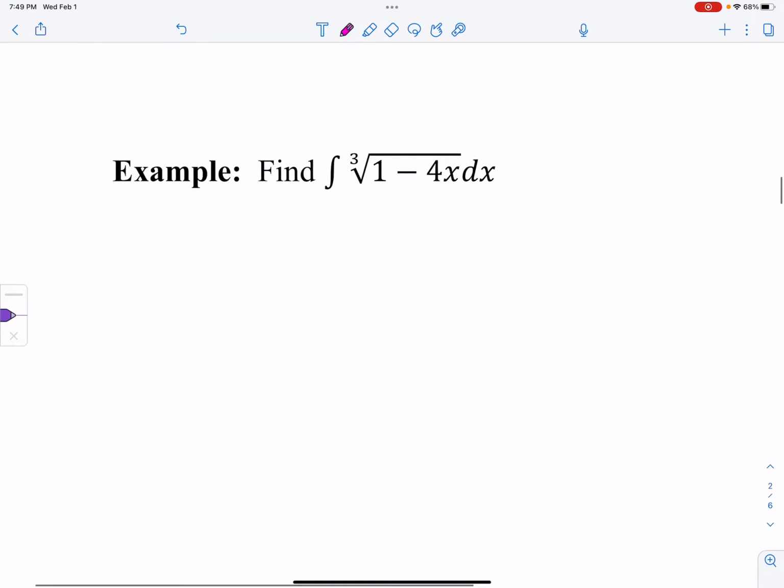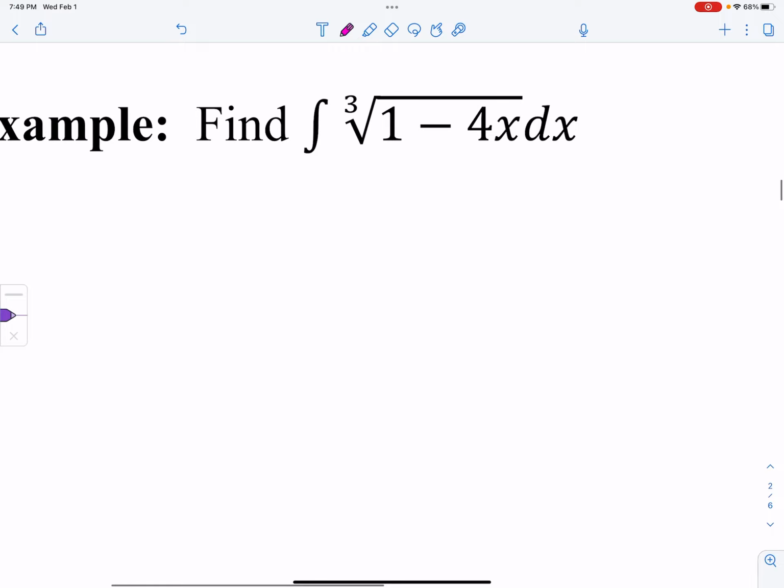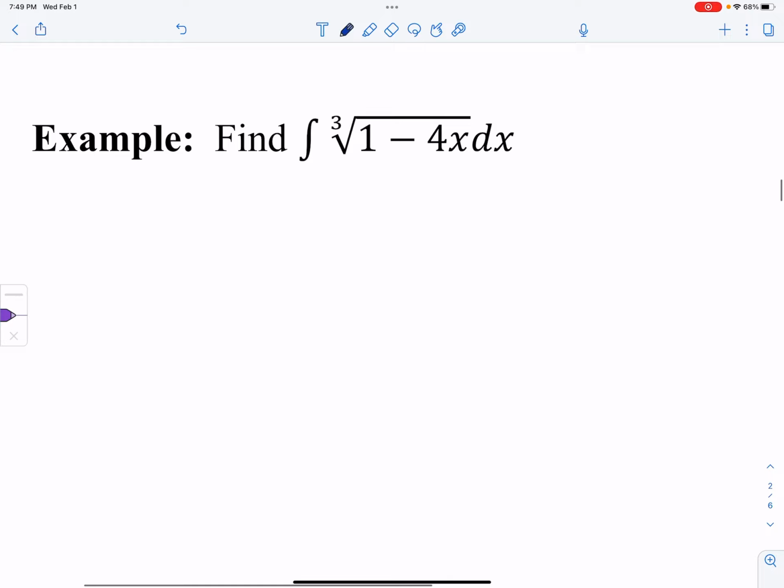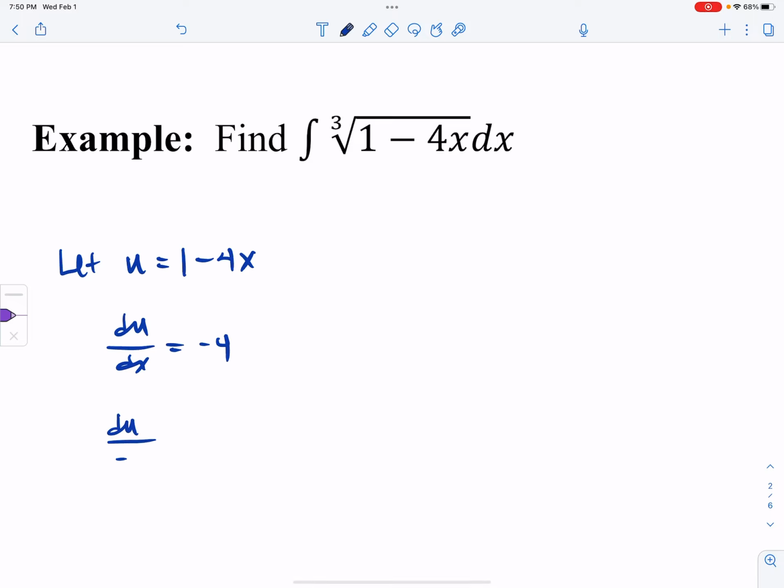And again, if you want to, this is one you could do. So if you would like to pause the video and try it on your own and then make sure that your work matches mine. Okay, so let's let u equal to 1 minus 4x. So du over dx will be negative 4. So du over negative 4 is dx.